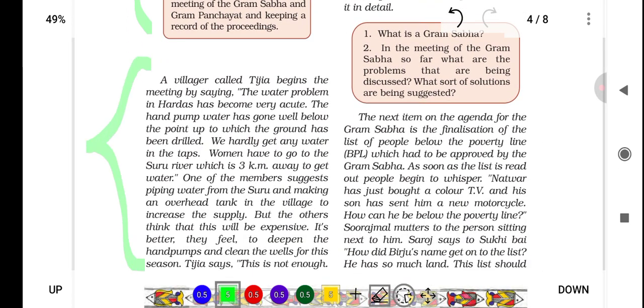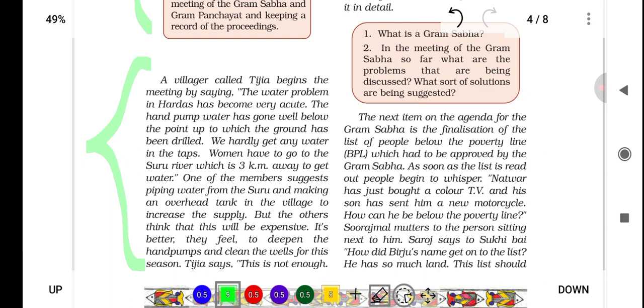A villager called Tijia begins the meeting by saying the water problem in Hardas has become very acute. The hand pump water has gone well below the point up to which the ground has been drilled. We hardly get any water in the taps. Women have to go to the Suru river, which is 3 kilometers away, to get water. One of the members suggests piping water from the Suru and making an overhead tank in the village to increase the supply, but the others think that this will be expensive. It's better, they feel, to deepen the hand pumps and clean the wells for this season.